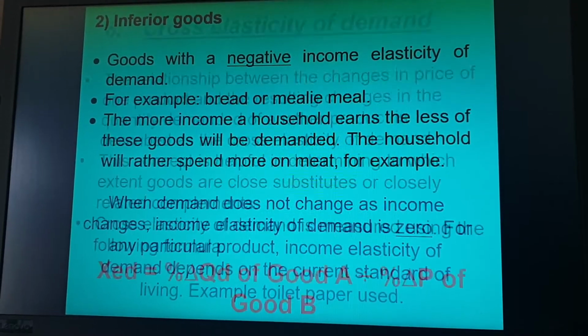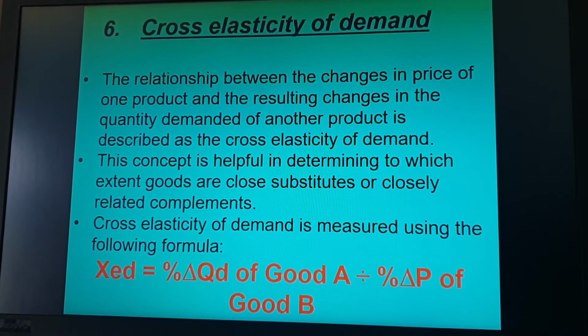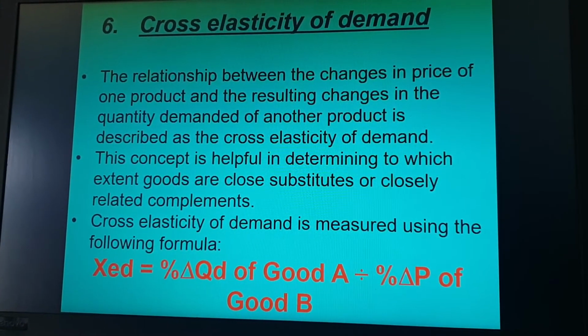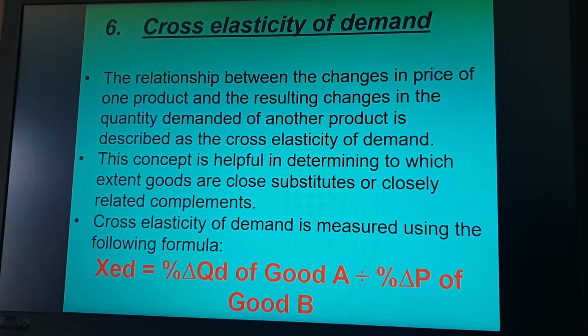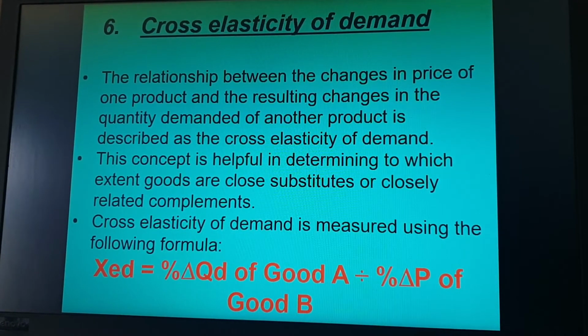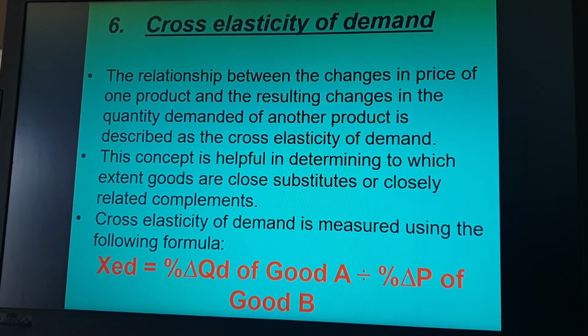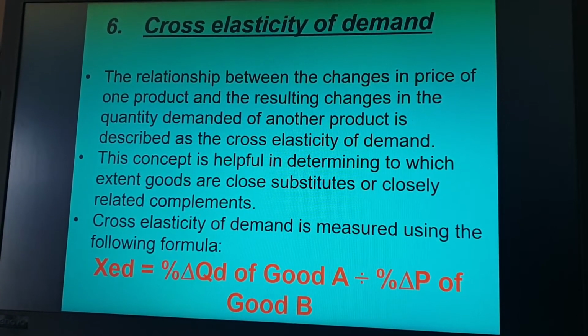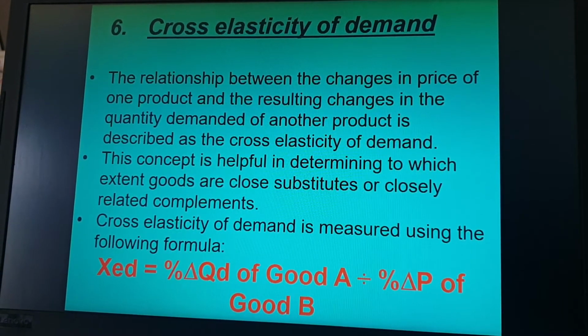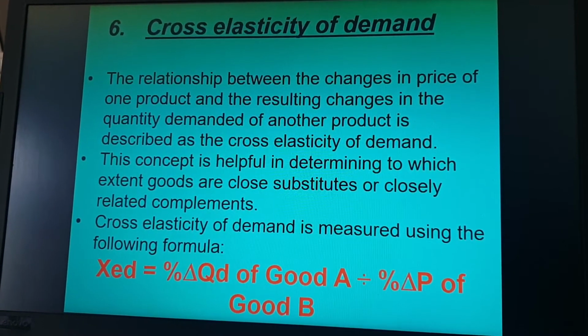So even if their income stayed the same, they just bought more toilet paper just to make sure they never run out of it. Then the cross elasticity of demand is the relationship between the changes in the price of one product and the resulting changes in the quantity demanded of another product. This concept is helpful in determining to which extent goods are close substitutes.